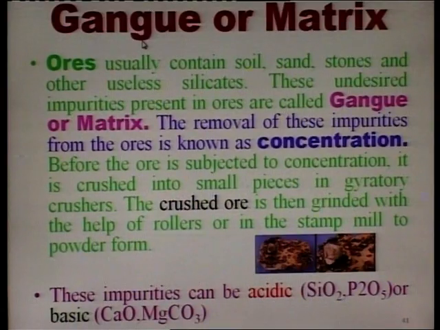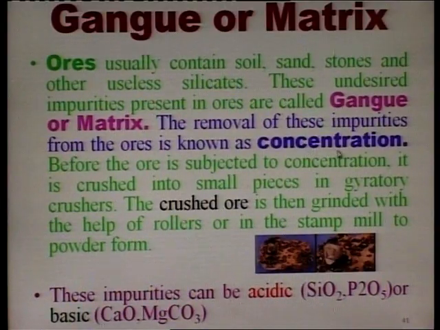What is gangue or matrix? Ores usually contain soil, sand, stones and other useless silicates. These undesired earthy impurities present in ores are called gangue or matrix.